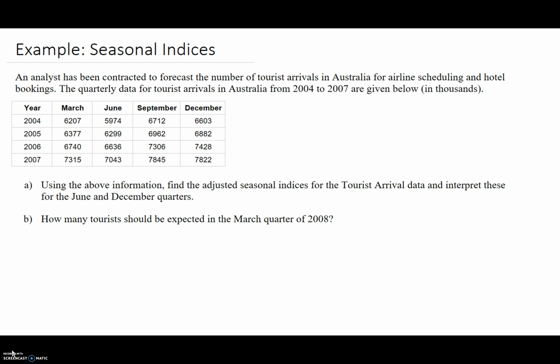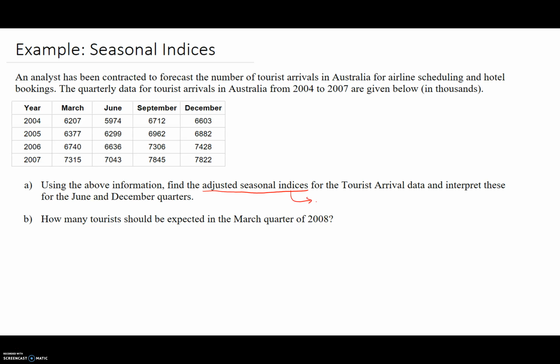number of people. So part A is asking us to use this information to find the adjusted seasonal indices for the tourist arrival data and interpret these for the June and December quarters. We're then asked to find how many tourists should be expected for the March quarter of 2008. So we're going to start on part A, which is asking us for these adjusted seasonal indices.